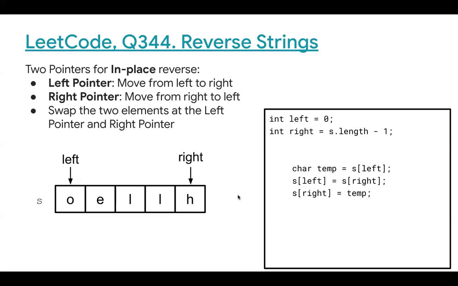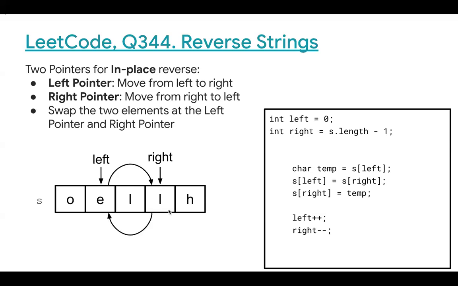Then after that, we will need to move the left pointer to the next element, and move the right pointer to the previous element. So something like this. How can we do that? In our code, left plus plus, right minus minus. And then we swap those 2 elements again, and we keep doing this. We repeat, which means we need a loop.